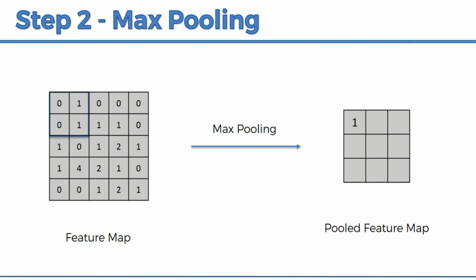You place it in the top left-hand corner, and you find the maximum value in that box. Then you record only that value, and you disregard the other 3. So in your box, you have 4 values. You just disregard 3. You only keep 1, the maximum, which is 1 in this case.